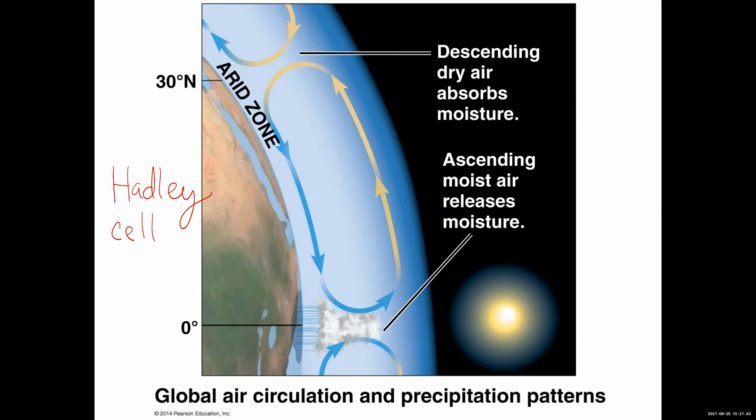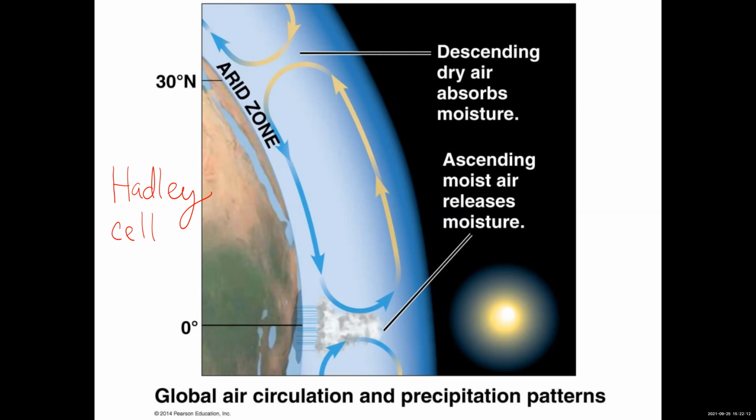All right, so when we think about how this is going to affect climate, we're going to have hot, rainy climate in the tropics because of this picking up and then dropping the water. We're going to have dry air falling in this 30 degree latitude region. And so those are going to be very dry. Arid means dry.